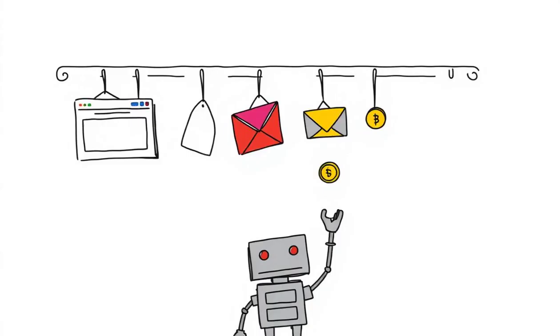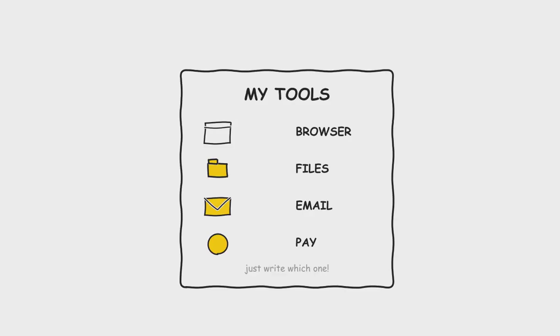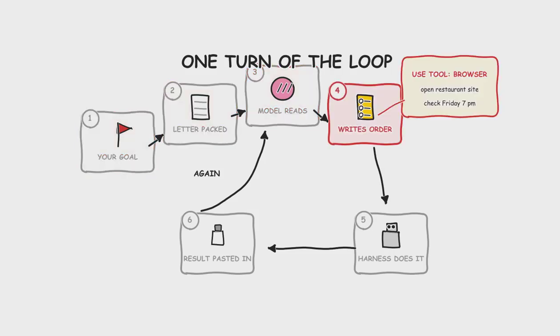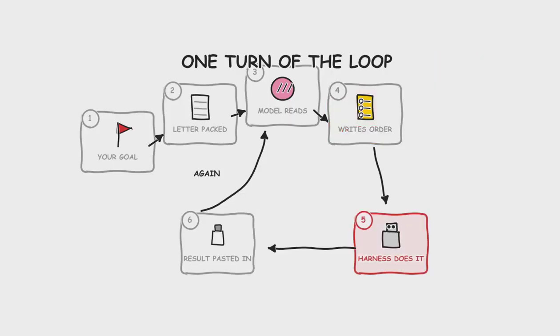Each thing the hands can do is called a tool: a browser tool, a file tool, an email tool, maybe a payment tool. The harness writes a menu of its tools into the letter. Dear model, here is what I can do for you. Just ask. Now watch one turn of the loop. Your message goes in the letter. The model reads it and writes something strange back. Not an answer. An order. Use tool, browser. Open the restaurant website. Check Friday at 7. Plain text, naming a tool.